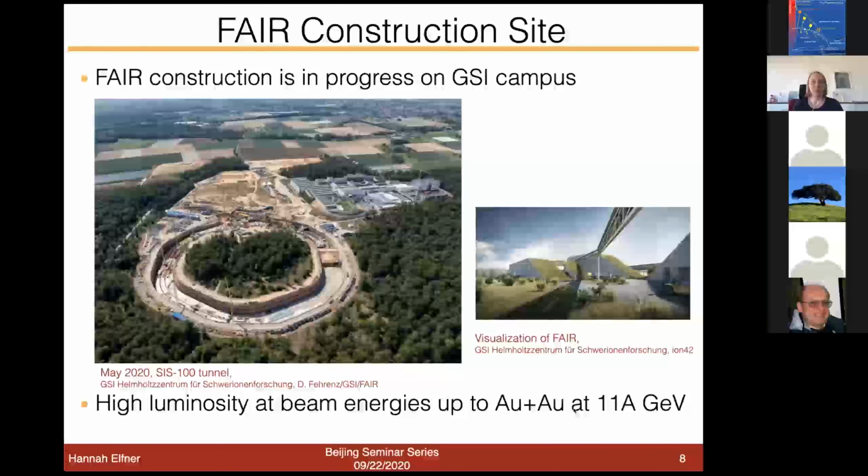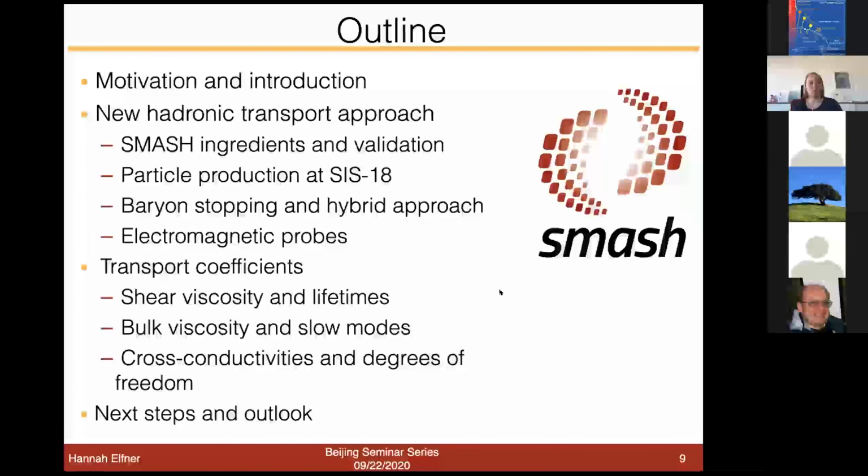And now I'm coming to the actual outline. I hope I motivated why one needs dynamical models for the description of the heavy ion collision in this intermediate range. We developed this new hadronic transport approach called SMASH, and that's what I'm going to cover today. I'll tell you about the ingredients and a little bit about how to validate such an approach. Then I will start with the particle production at SIS-18, the current GSI facility accelerator, because this is basically where you expect the hadronic transport approach to work rather well.